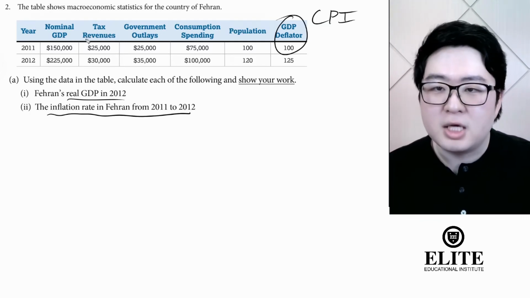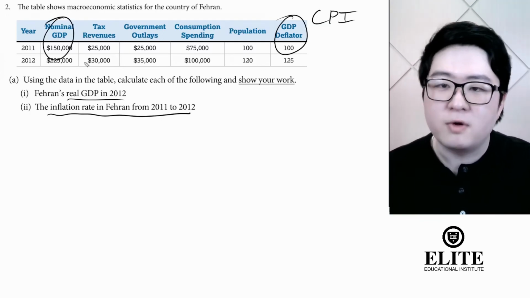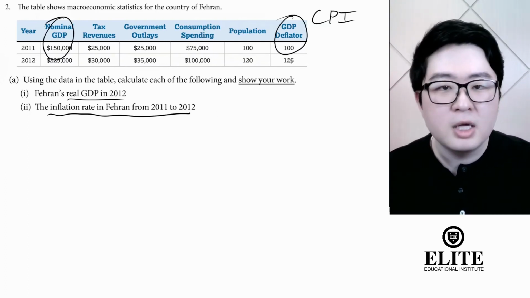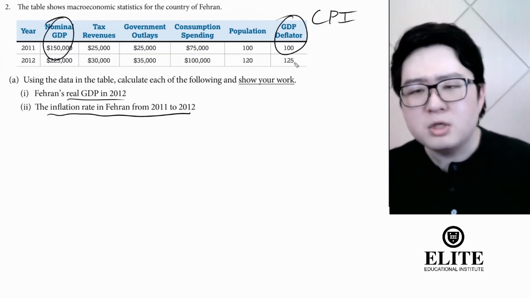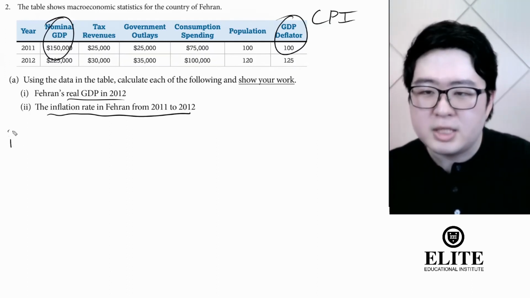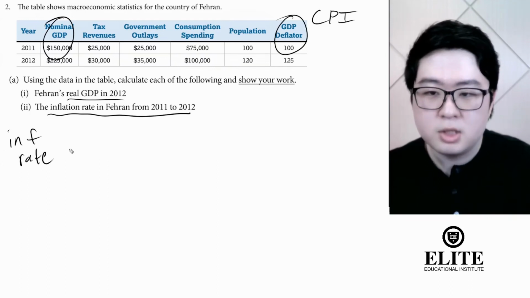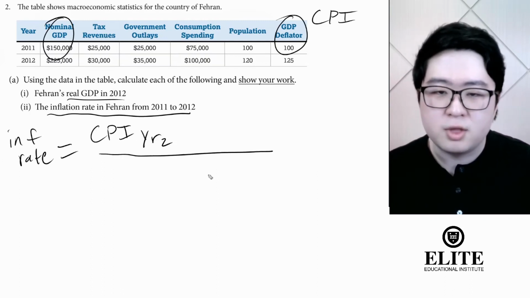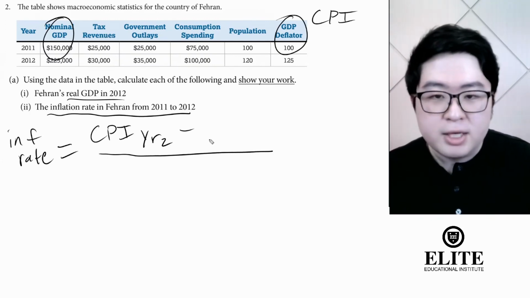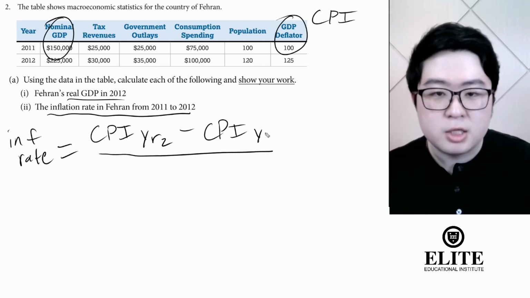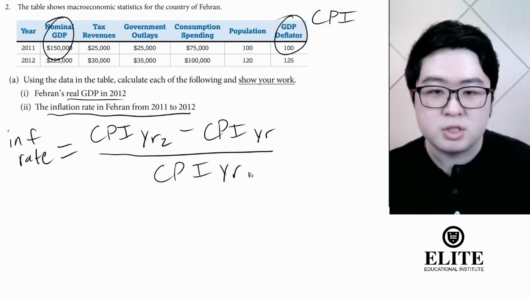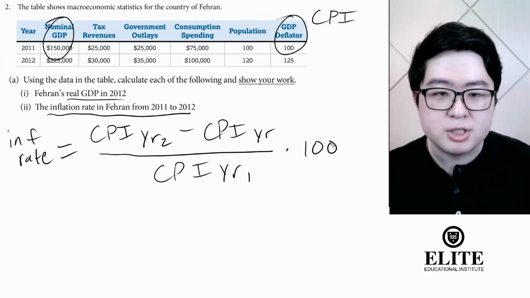The other column we're going to be taking a look at to solve this problem is the very first one, the nominal GDP column, right? So really, for part A, all you have to do is look at this first column and this last column. Now, in order to find the inflation rate, all you have to do is follow a quite simple formula. So the inflation rate equals the CPI, the price index, or the GDP deflator in year two, the year that we want to find the inflation rate for, minus the CPI, the price index, in year one, and then divide that by the CPI, the price index, in our first year, and then multiply that by 100.